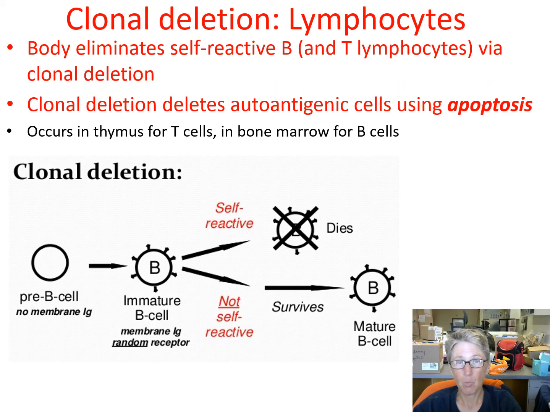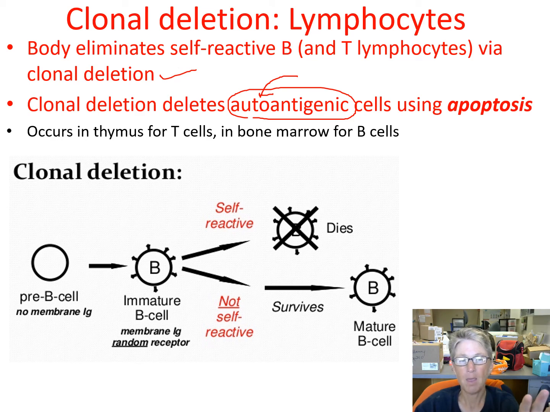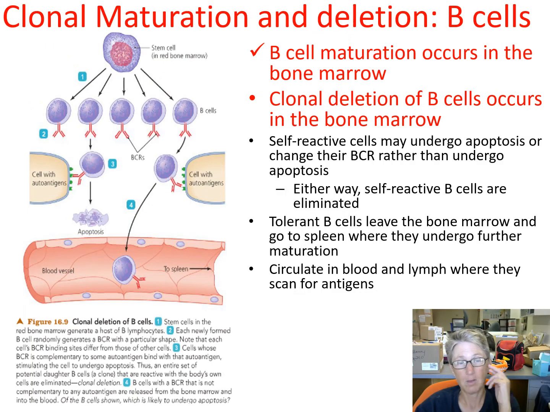The body will eliminate self-reactive B and T lymphocytes via this process of clonal deletion. And the way that happens is these autoantigenic cells, these are the B cells and T cells that recognize autoantigens, which they shouldn't, are clonally deleted using this process of apoptosis, which is just cell suicide, basically.